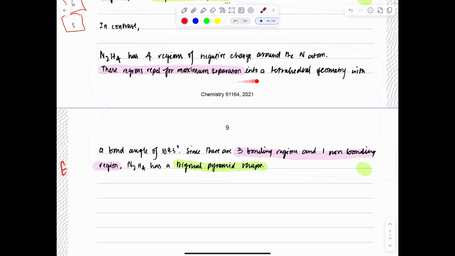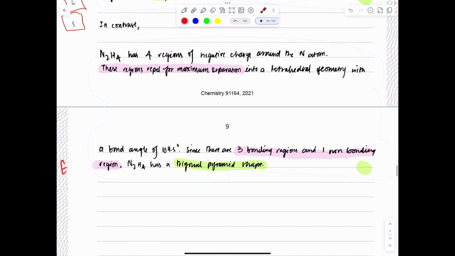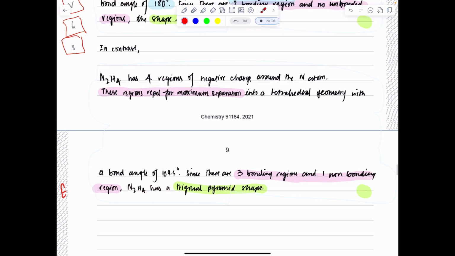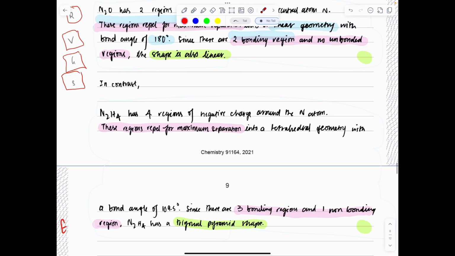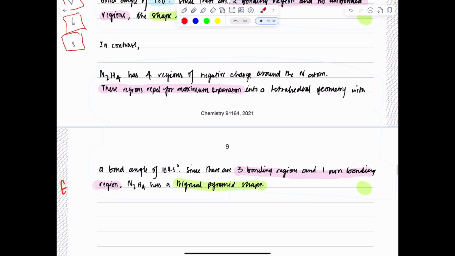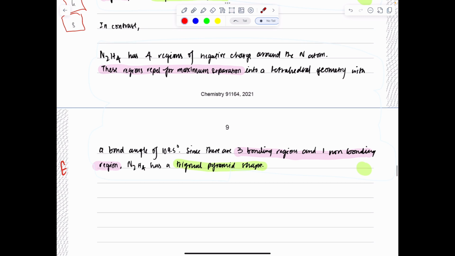These regions repel for maximum separation into a tetrahedral geometry with a bond angle of 109.5. So I'm comparing the bond angles. Since there are 3 bonding regions and 1 non-bonding region, N2H4 has a trigonal pyramidal shape. And they are worth excellence points if you refer to both and draw the links for the same things for both molecules, and that's overall an excellence.